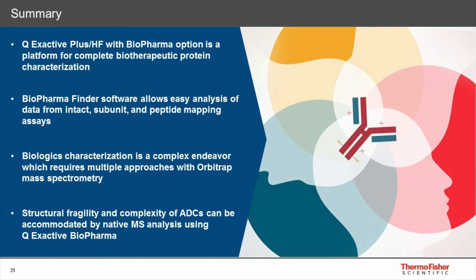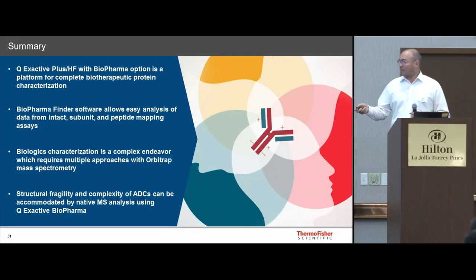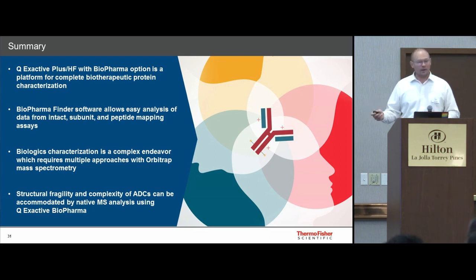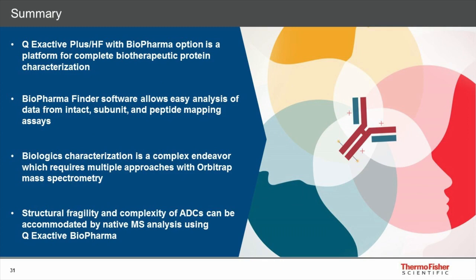So final summary, the biopharma option is something which allows you to do complete protein characterization with one mass spec. The BioPharma Finder software is really exactly the kind of software you would want to handle the data coming from a mass spec, which would give you either intact, subunit, or peptide mapping. Characterization, of course, is very complex, which requires that you have a mass spec and a software that can handle those kind of data. And the structural fragility and complexity of ADCs is really something that we think is best tackled by native MS, and that's accessible using the Q Exactive BioPharma.